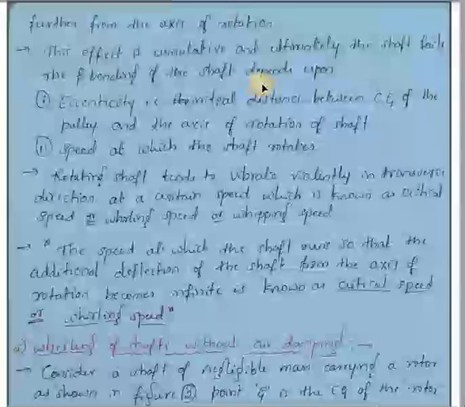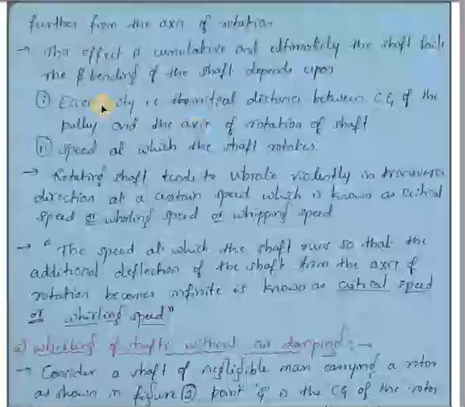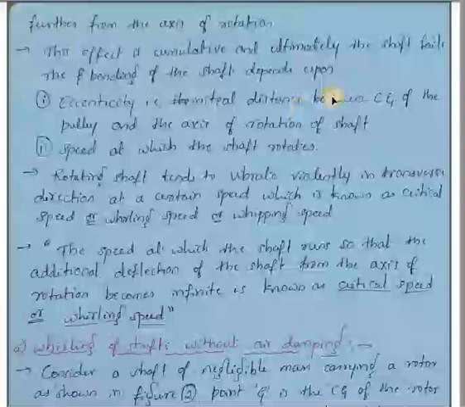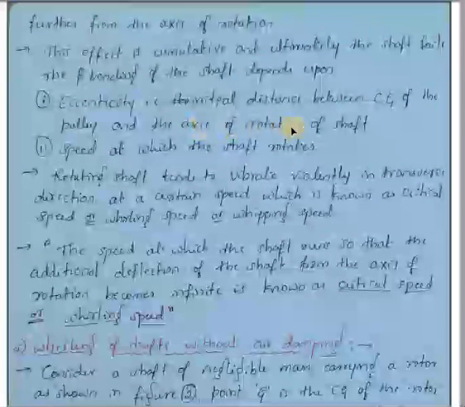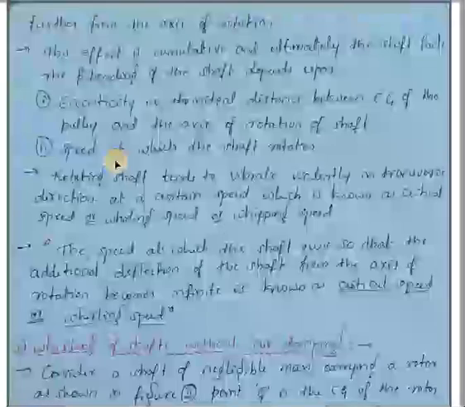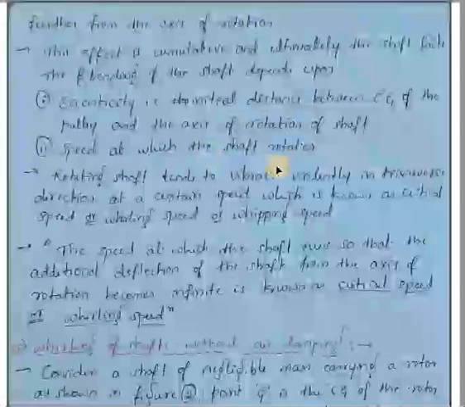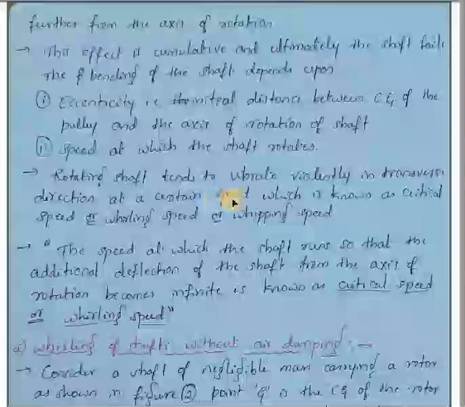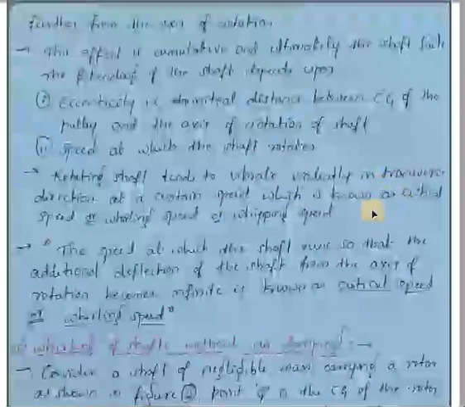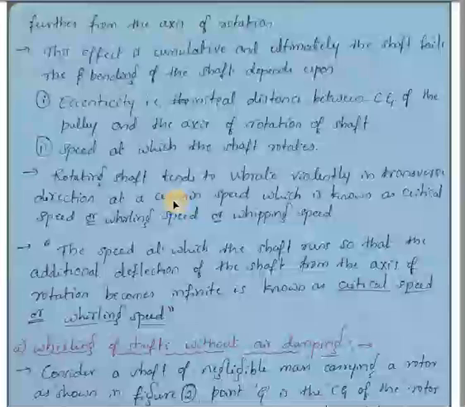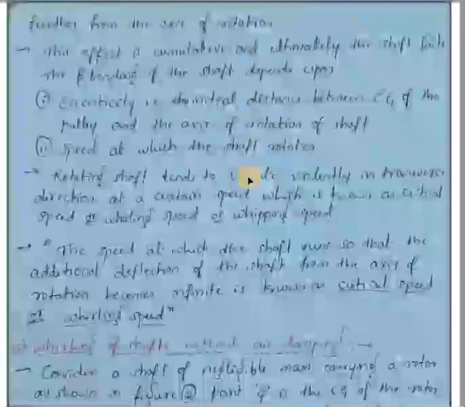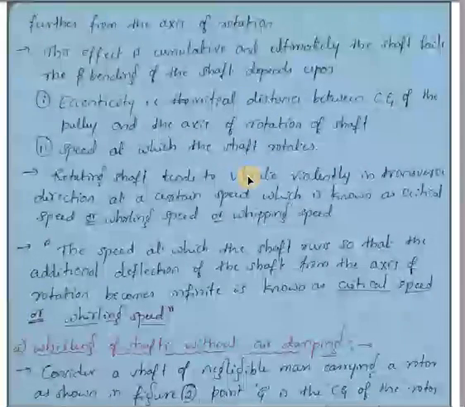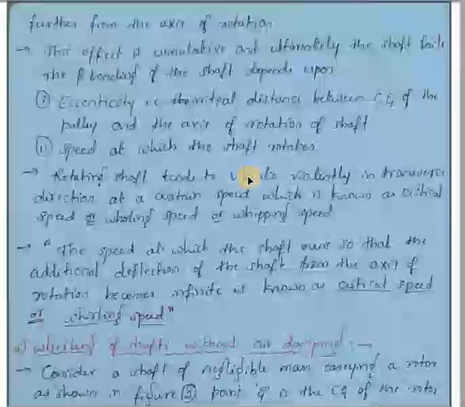The bending of the shaft depends mainly on, first, eccentricity, that is the initial distance between the CG of the pulley and the axis of rotation of the shaft. The second is the speed at which the shaft rotates. A rotating shaft tends to vibrate violently in a transverse direction at a certain speed, which is known as critical speed, whirling speed or whipping speed.